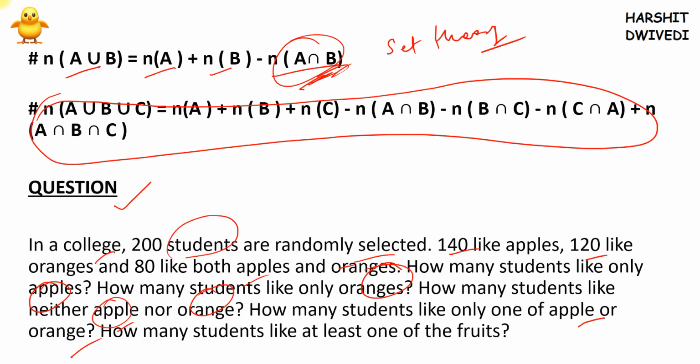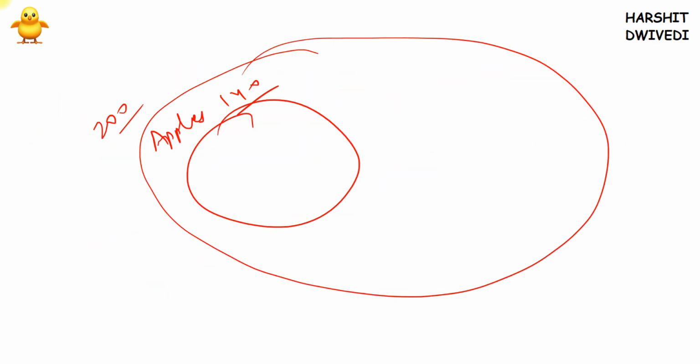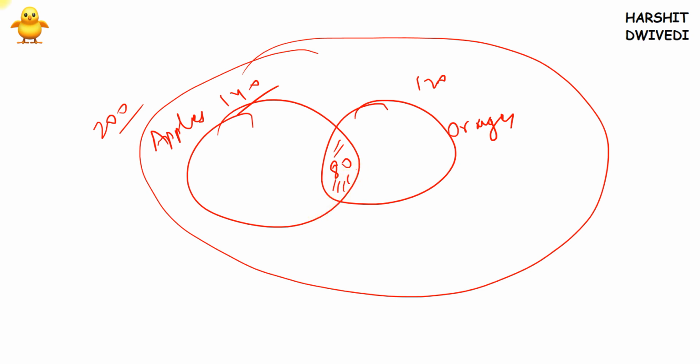Then how many students are liking oranges? Sorry, 120 students are liking oranges. So I wrote here 120 oranges. And it is being said that students who are liking both apples and oranges are 80. So this will be 80. Okay, friends, 80 is basically the intersection of apples and oranges, and these 80 people are liking both apples and oranges.